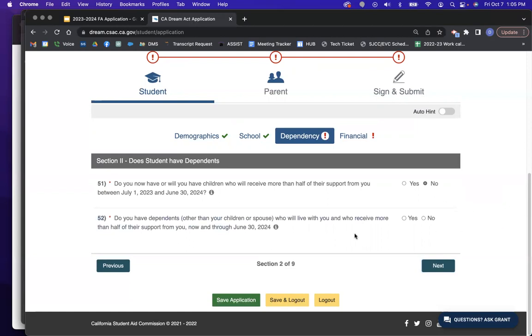Or if you have anybody else that financially depends on you starting or through next summer, or well, not this upcoming summer, but the following summer, 2024. So this could be, say that your parents stop working and at least half of their support is coming from you, then you're going to claim them, or they depend on you, then you can say yes. For the purposes of this example, I'm going to say no.